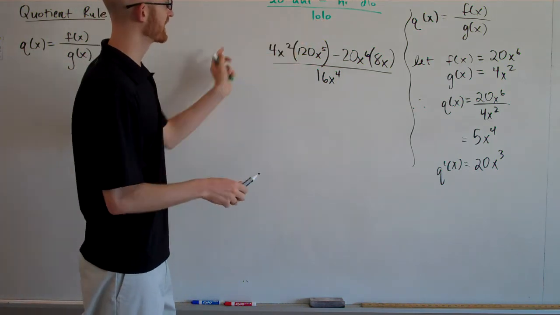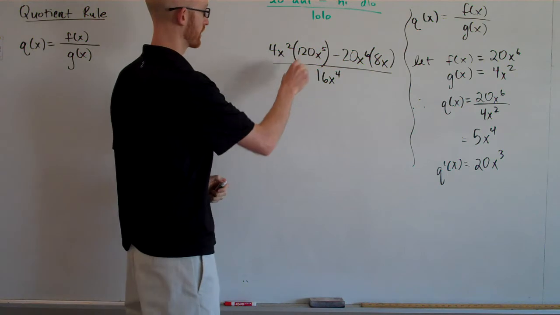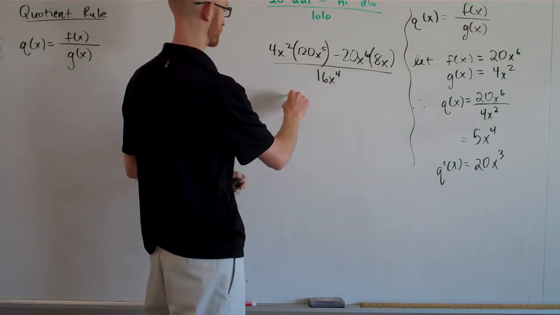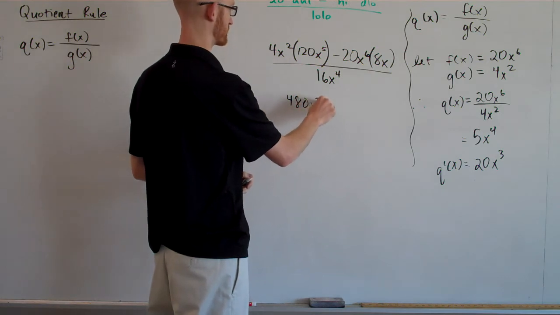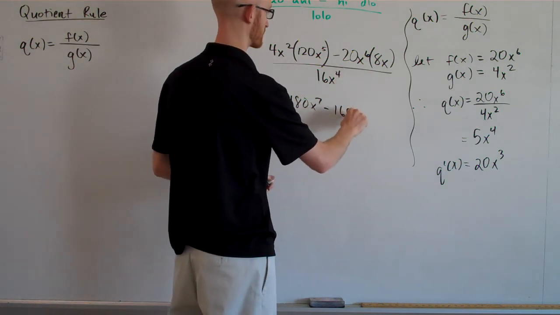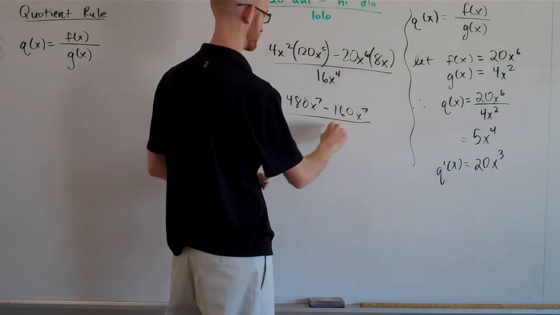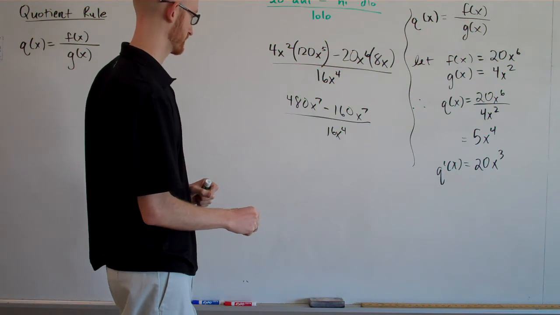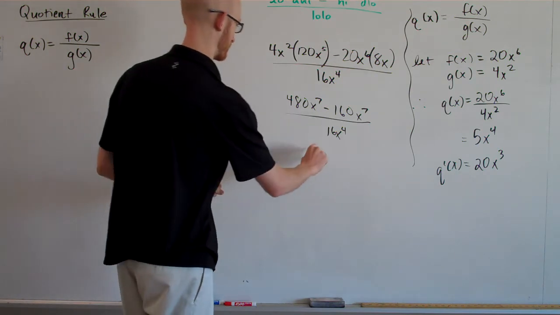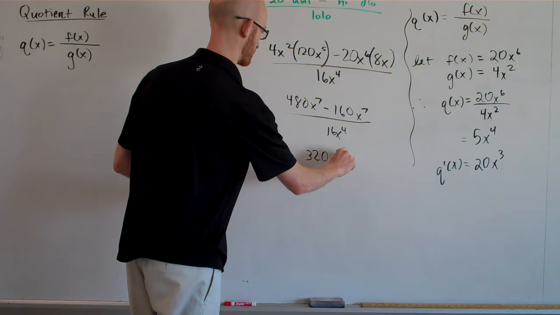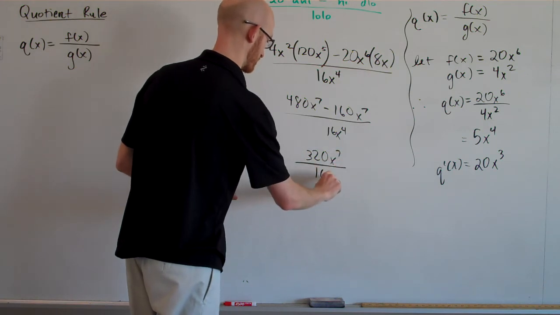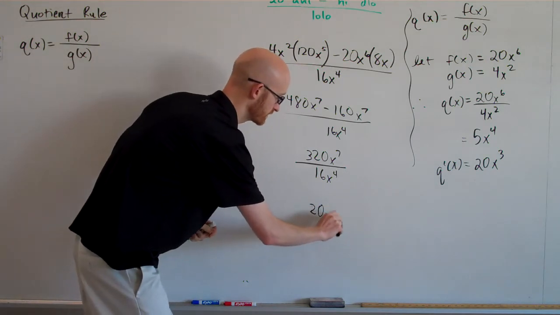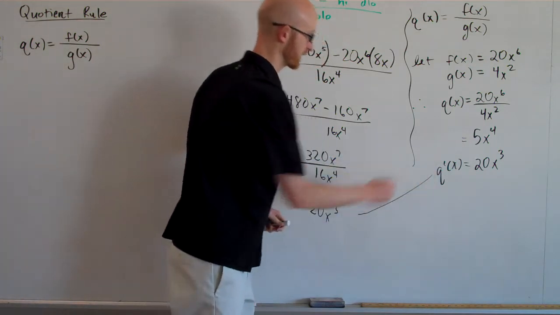Okay? So now if we multiply all of this through, we'll get 480x to the seventh minus 160x to the seventh over 16x to the fourth, and that's 20x to the seventh over... and then if we divide these two, we get 20x cubed. And there we are, 20x cubed.